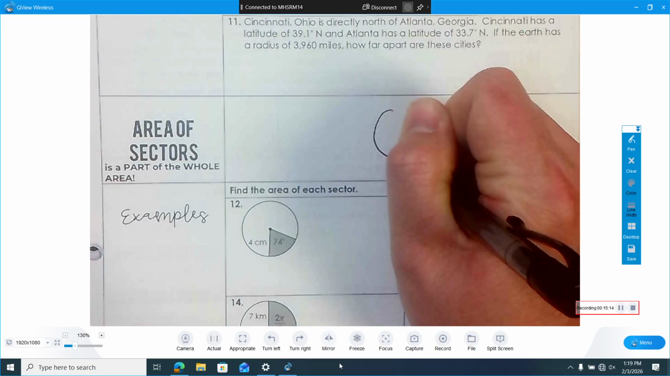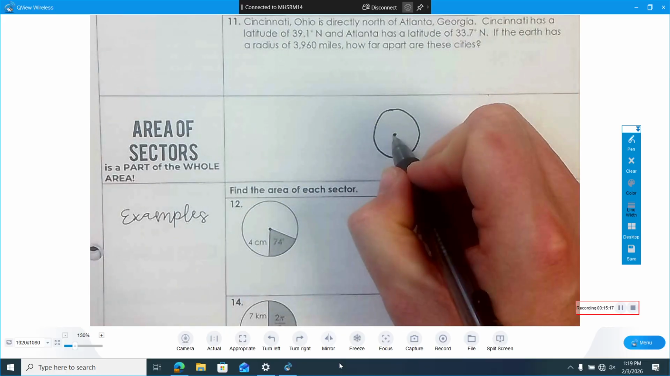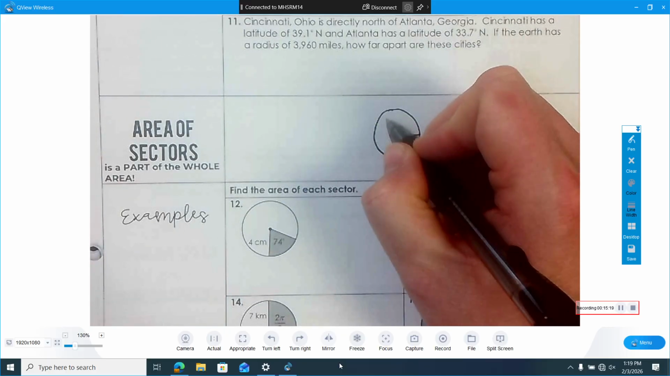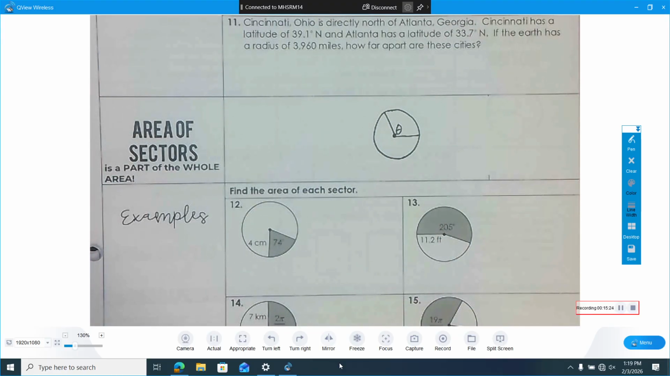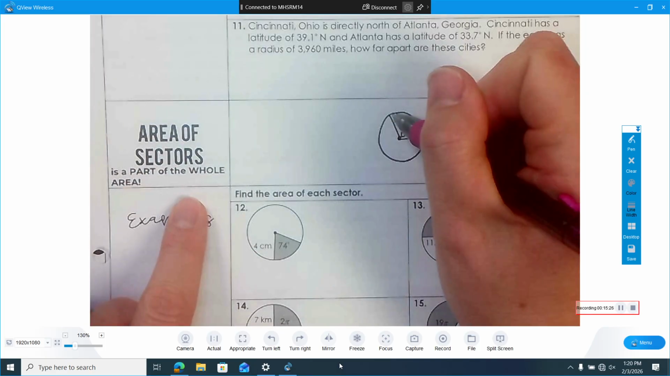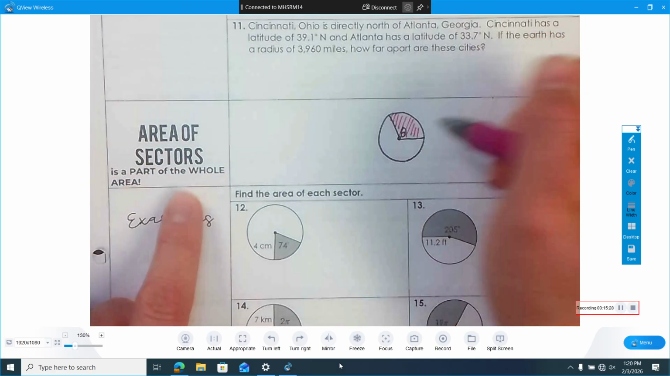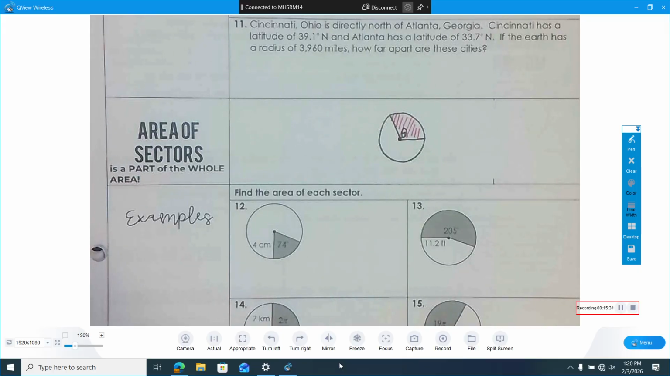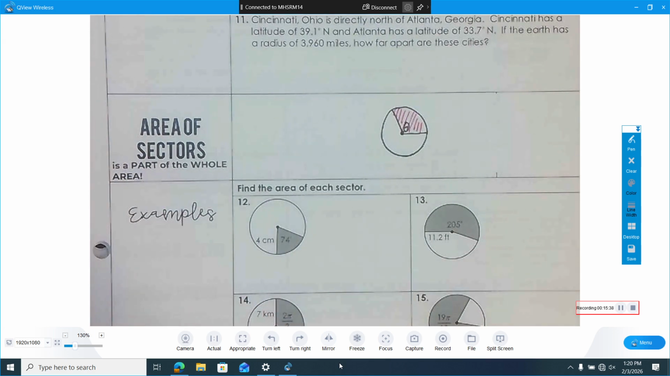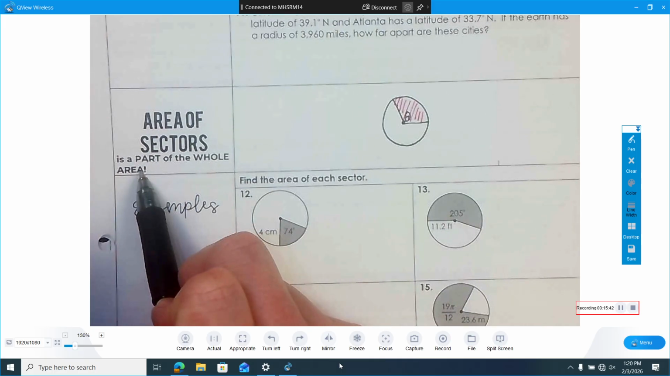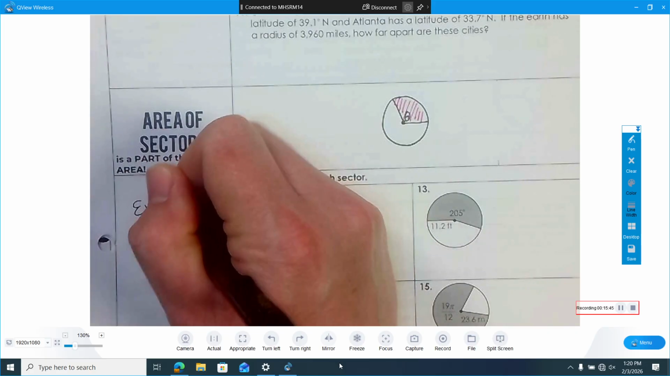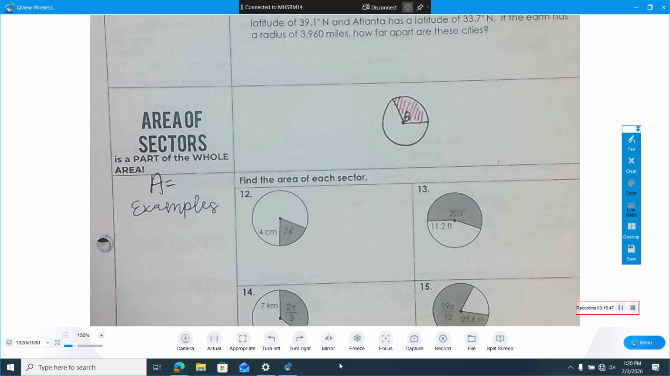We have, again, a circle, and inside that circle we have some central angle. I don't know maybe what it is. Some central angle. And what we're trying to figure out is I want to know the area of this section of the circle. I don't want to know the total area. I want to know a piece of the area. And so once again, if I want to find the area of the sector, it is part of the whole area.